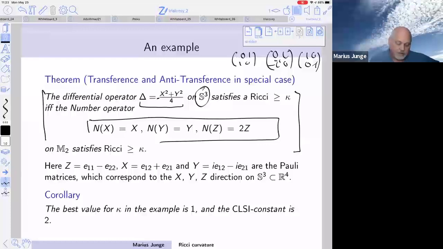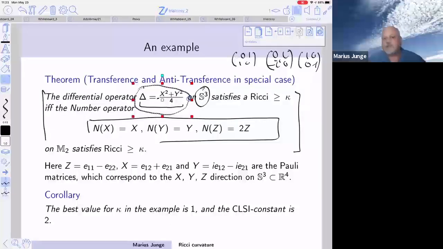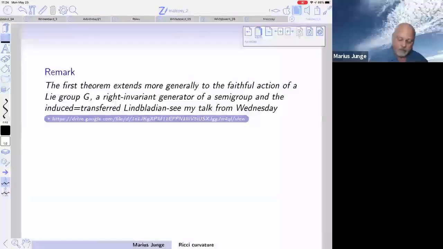Now, the point is, for this example, even the commutative decay estimate was not known before, at least not precisely, and we have the optimal value here. So this non-commutative understanding even allows us to understand certain commutative systems a little bit better than before. So that's probably a good point to finish. And if you want to know more about this anti-transference result, here is a talk from Wednesday.